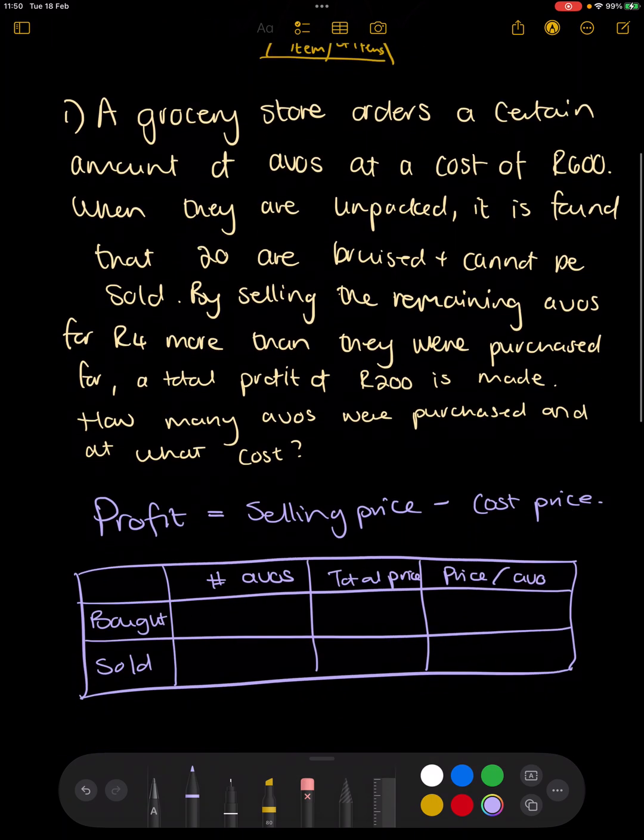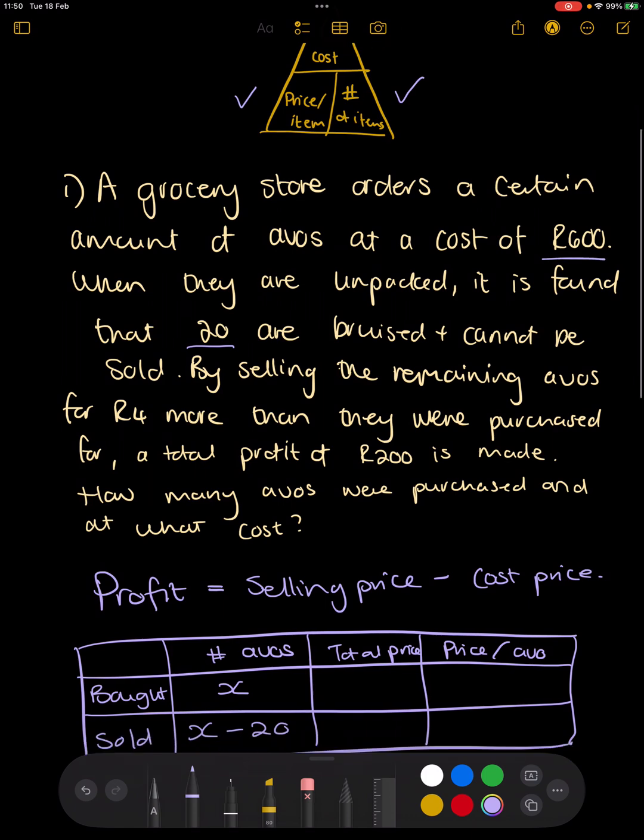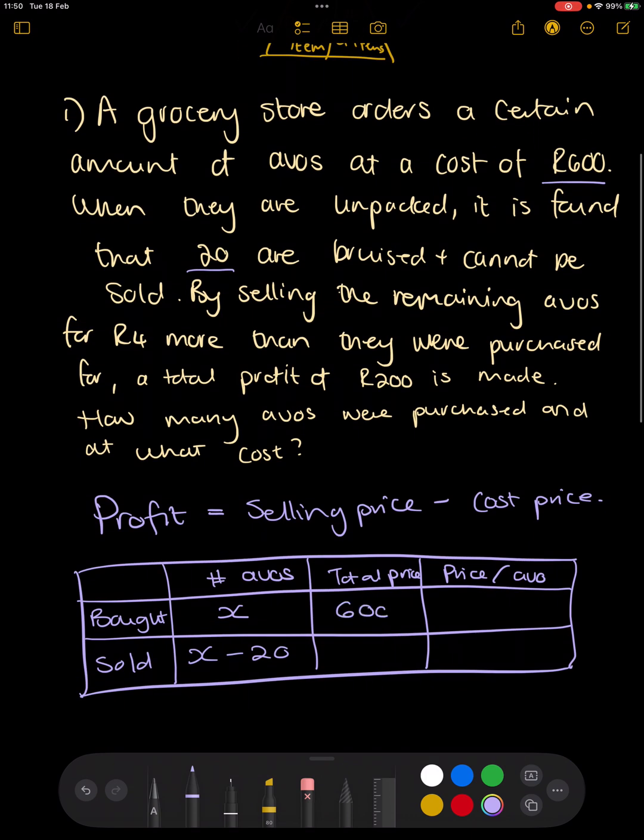So my number of avos that I bought, I don't know. But what I do know is when I sold them, there were 20 of them that were bruised and I couldn't sell them. So the amount of avos that I actually sold was X minus 20. The total price that I bought them for was 600 Rand, or not me personally, but the salesperson. And the total amount that it was sold for was 800 Rand. I know that because they tell me the profit is 200 Rand.